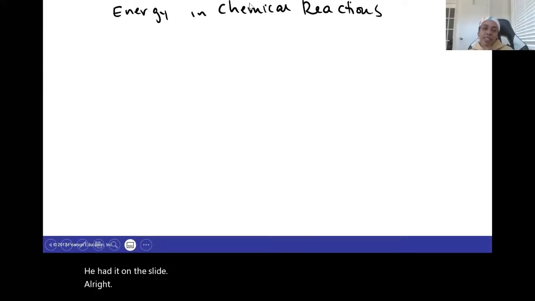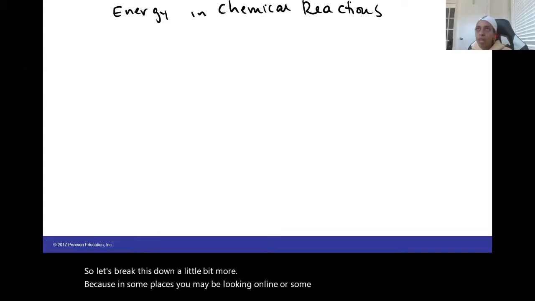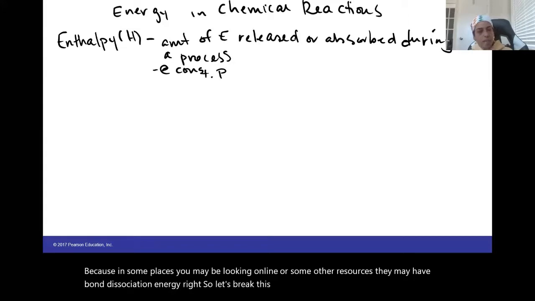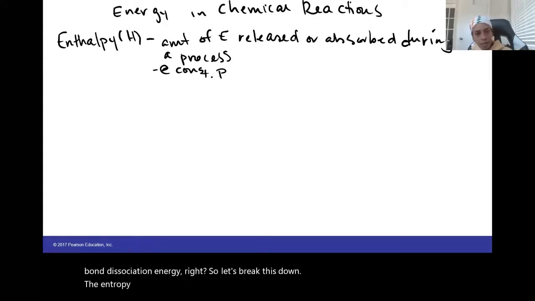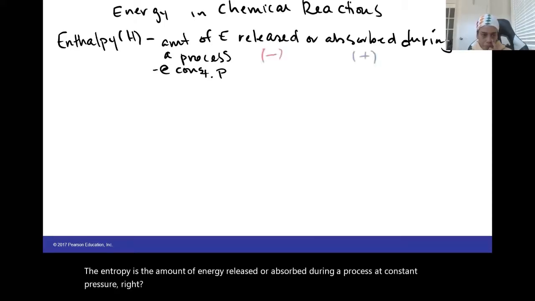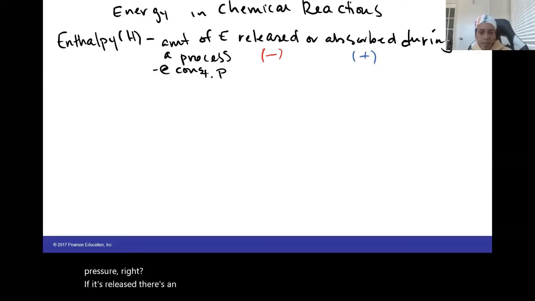So let's break this down a little bit more, because in some places you may be looking online or some other resources, they may have bond dissociation energy, right? So let's break this down. The enthalpy is the amount of energy released or absorbed during a process at constant pressure, right? If it's released, there's a negative sign. If it's absorbed, there's a positive sign.